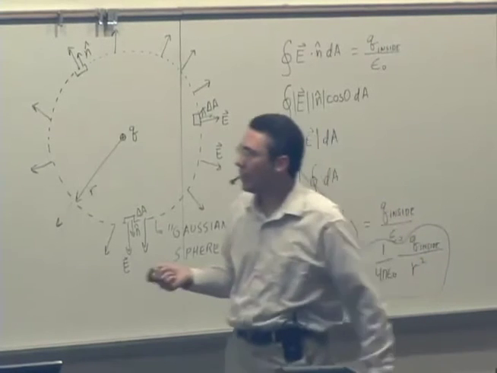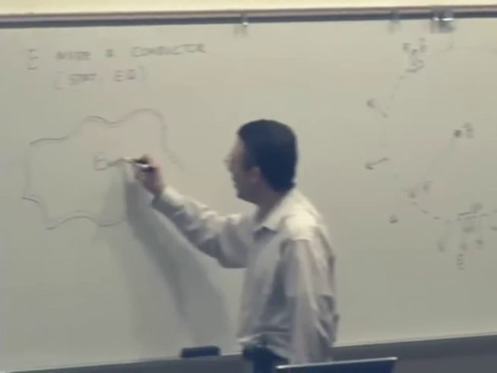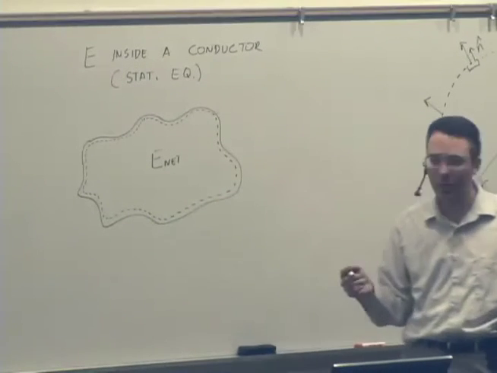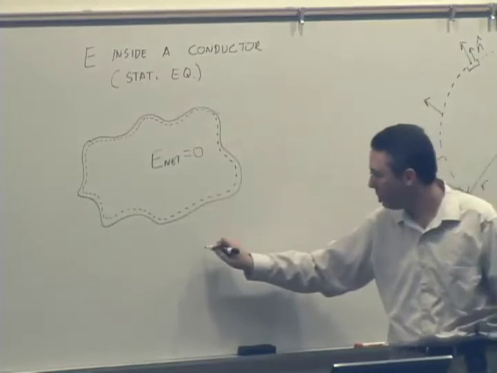Now, we do know something about the net electric field inside a metal. At static equilibrium, it's got to be equal to what? 0. Okay. We don't need Gauss's law for that. That comes from, where does it come from?